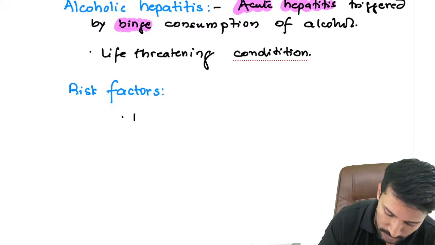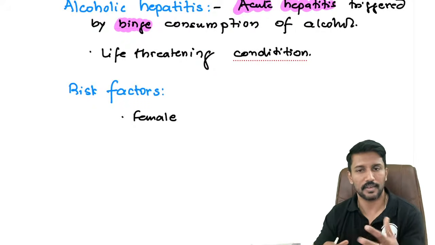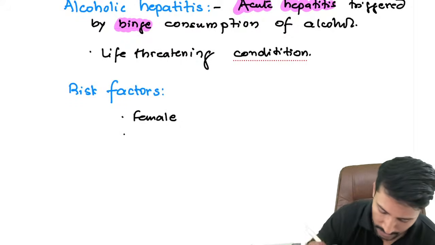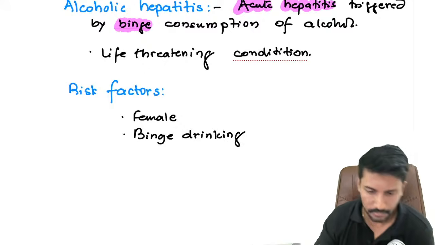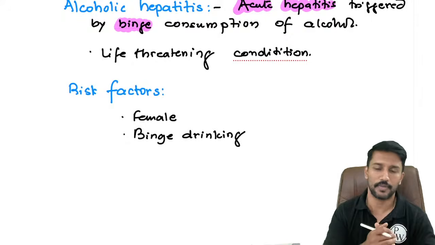Now, what are the risk factors for someone developing alcoholic hepatitis? The first risk factor is female gender. If someone is female and they drink a large quantity of alcohol, they are at risk of developing alcoholic hepatitis. Second, binge drinking. What is binge drinking? Binge drinking refers to consumption of a heavy quantity of alcohol in a very short span of time.